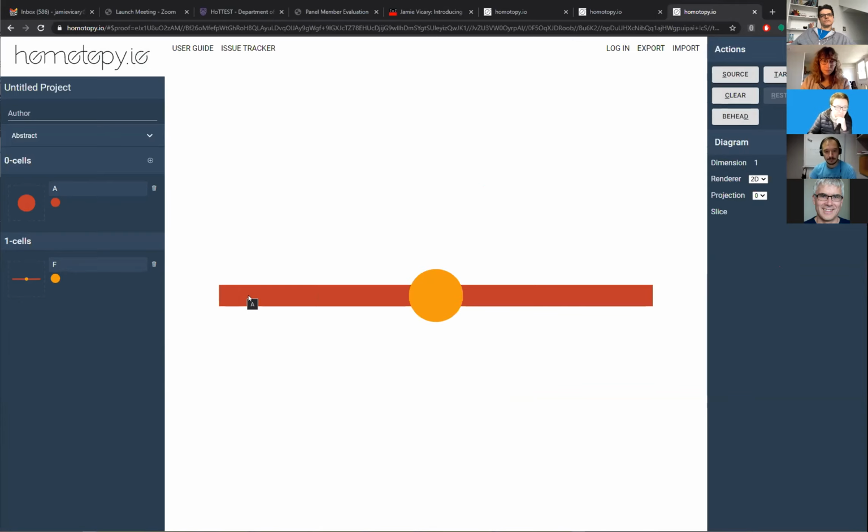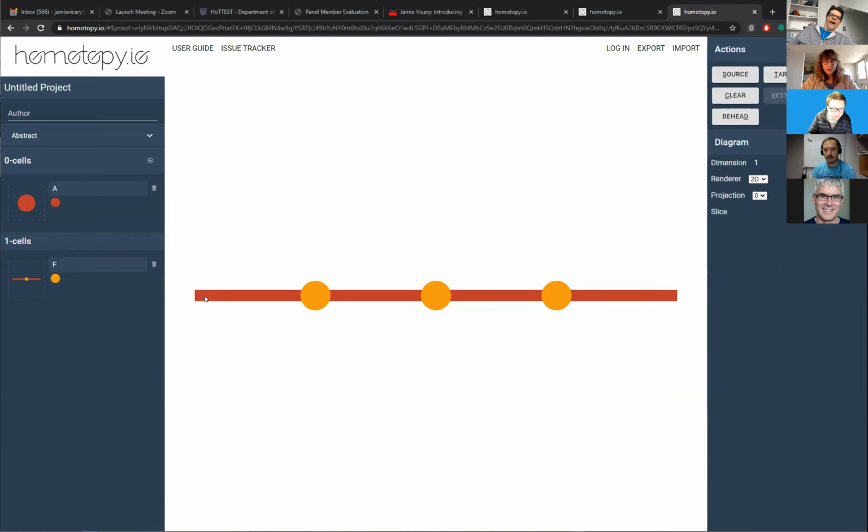And this 1 cell goes from A on the left to A on the right. And if I hover over the middle, I can see this is F. So this is a 1 cell, and it's an endomorphism, so we can compose it with itself. We can do that by clicking on the right or on the left. And now here we see I've composed 4 copies of F in a row. And I did that by composing on the right, and then on the right, and then on the left.